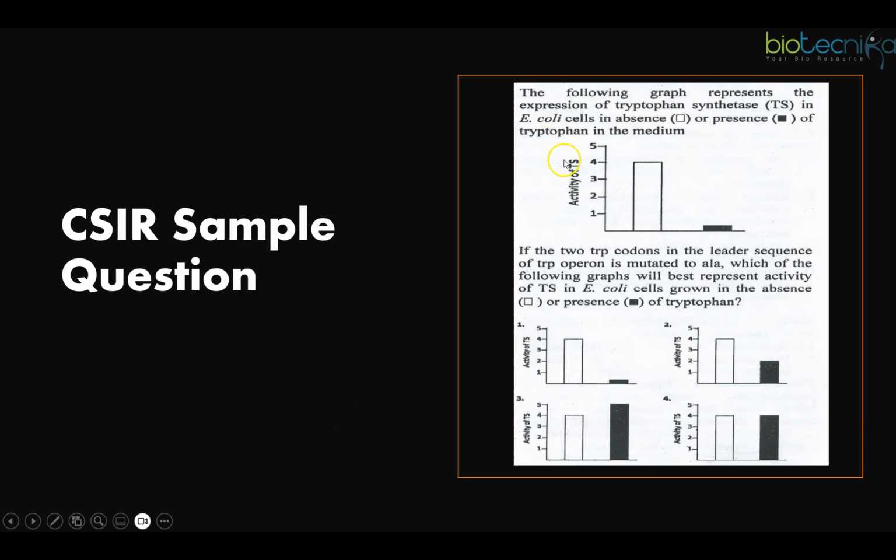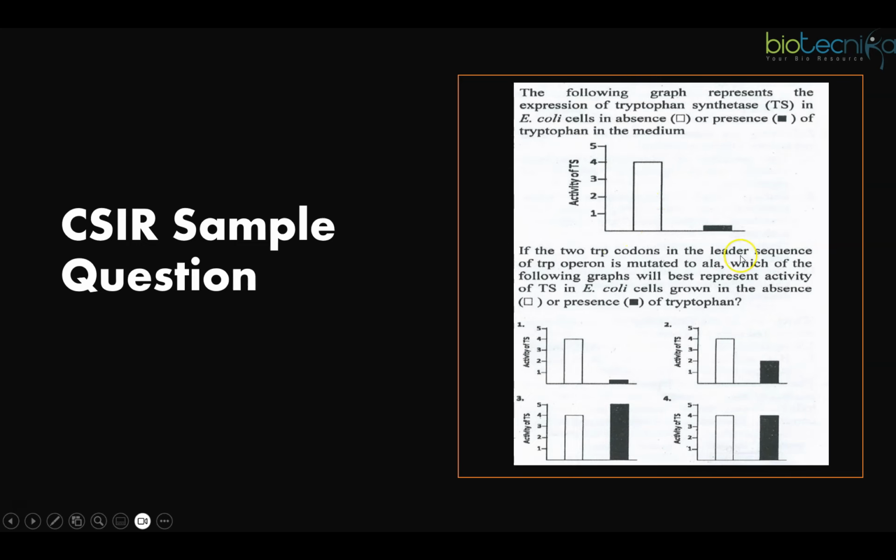One of the questions here is regarding tryptophan synthetase in E. coli cells, in the absence or presence of tryptophan in the media. So this is the activity on the y-axis, and whether they are present or absent.